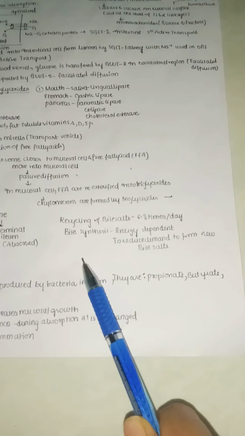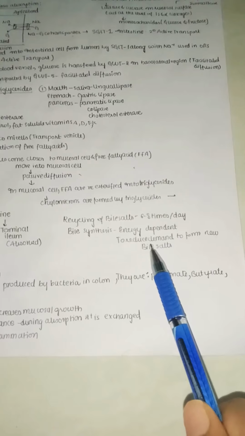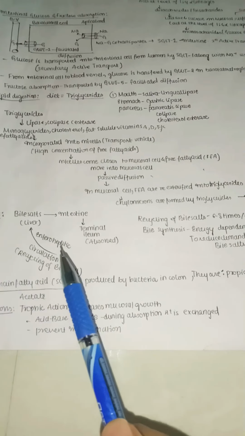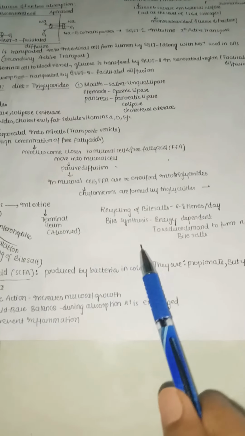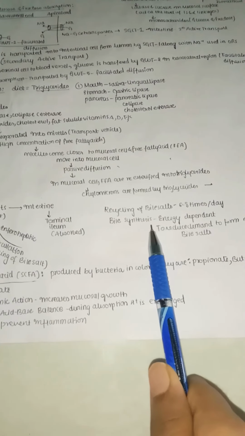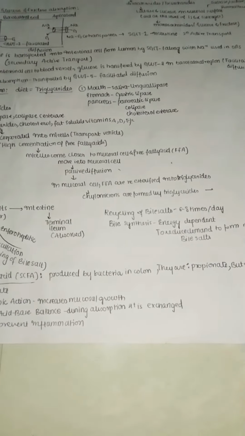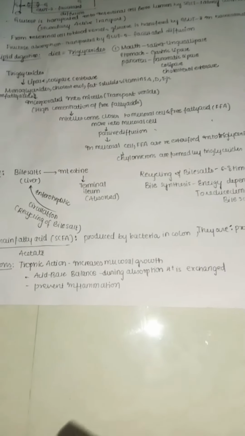Bile synthesis is actually energy dependent, so recycling reduces the demand to form new bile salts. This recycling is going on because it is highly energy dependent, and to reduce that energy we recycle it many times. The recycling of bile salts takes about 6 to 8 times per day, meaning that many times the bile salts are absorbed into the intestine and again recycled.